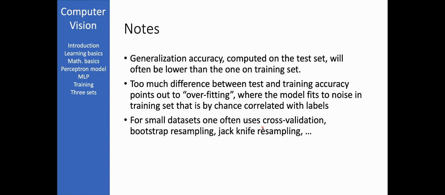For small data sets, it's difficult to separate the data into three different components. So one uses approximations like cross-validation, bootstrap sampling, and jackknife resampling. Now, these are not as good as using a separate test set or a separate validation set, but if you have a very small number of samples, which is the case in some medical and biological applications, then one can use cross-validation, bootstrap sampling, and jackknifing to approximate the generalization accuracy.